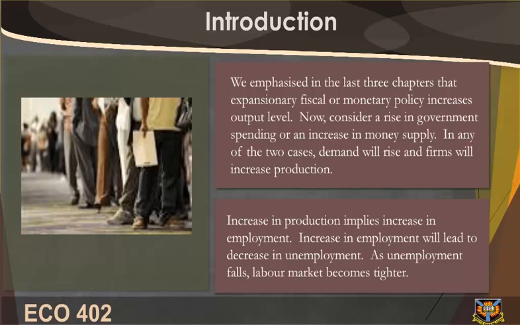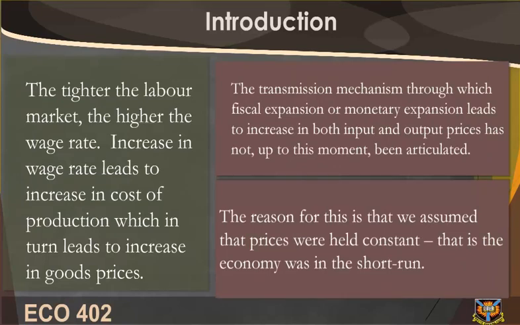Increase in production implies increase in employment. Increase in employment will lead to decrease in unemployment. As unemployment falls, labor market becomes tighter. The tighter the labor market, the higher the wage rate. Increase in wage rate leads to increase in cost of production, which in turn leads to increase in goods prices.